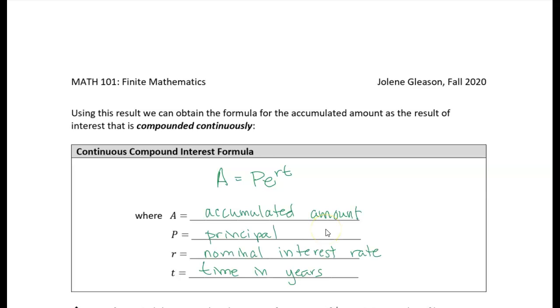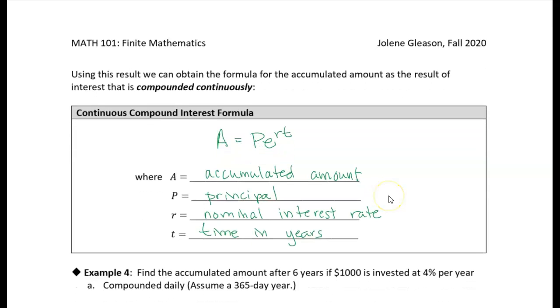So A is the accumulated amount, P is the principal, R is the nominal interest rate, and T is the time in years. Nice little formula, easy to remember too. Pert, it's the Pert formula. And remember E is Euler's number, and that's on your calculator. I'm assuming that you all have a scientific calculator or something that has E on it.